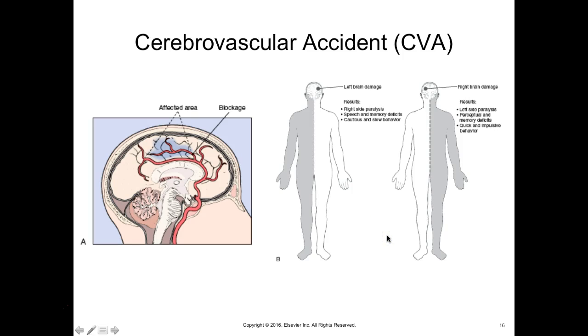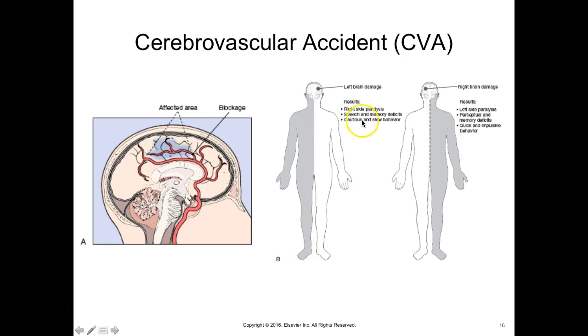So here we have cerebral vascular accident, a CVA or a stroke. So again, it depends on where the blockage or bleed occurs as to where the problem is going to occur in the body. If we have a CVA on the left side of the brain, it will affect the right side of the body. If we have an injury to the right side of the brain, it will affect the left side of the body. So left-sided paralysis with right brain injury, right side paralysis with left brain injury.